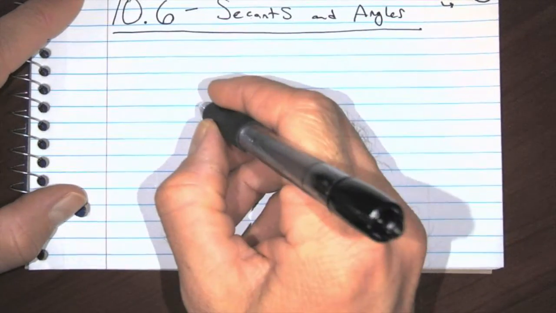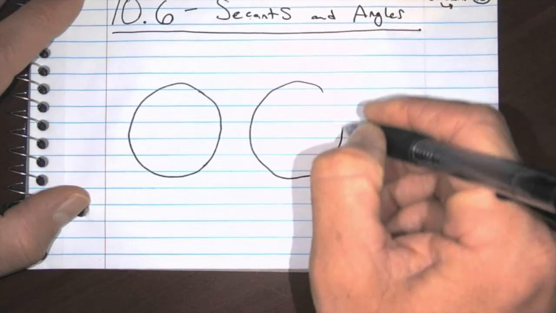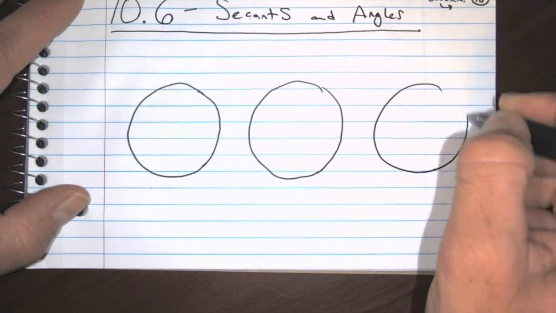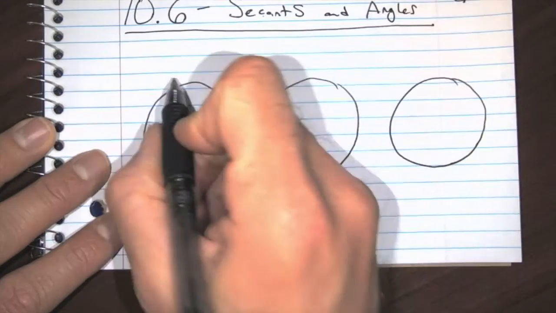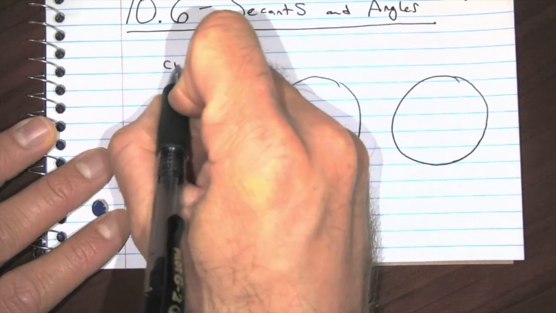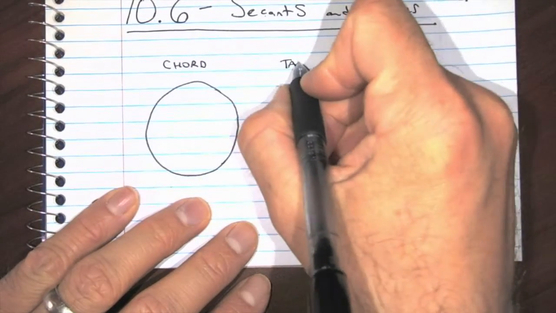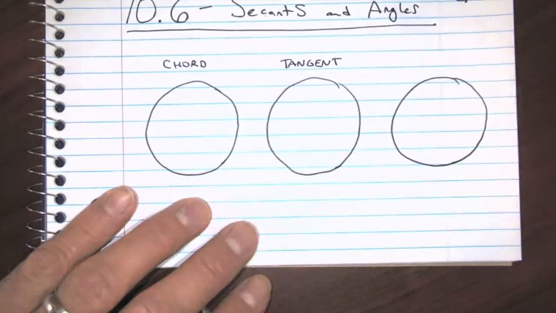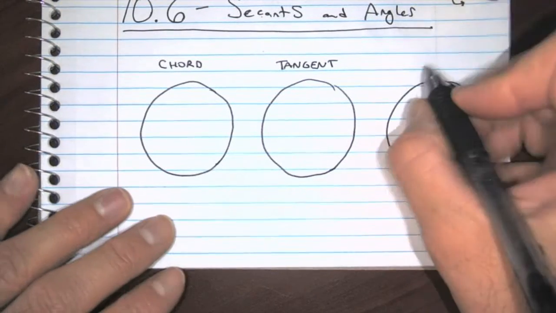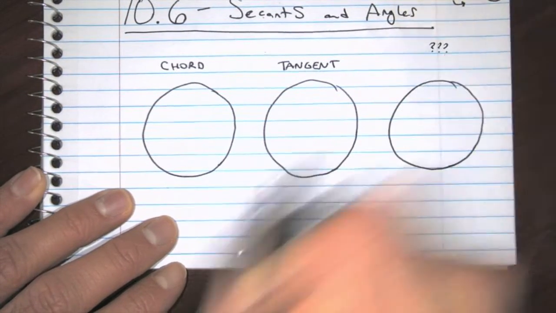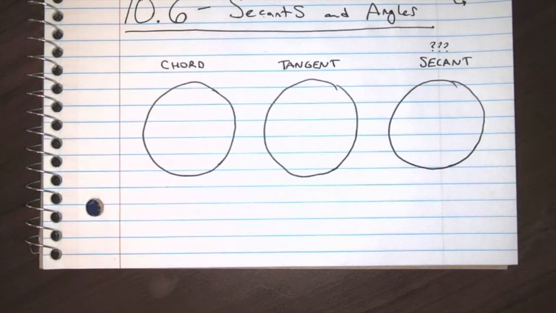So, let's do this. I'd like you to make 3 circles. Uno, dos, trois, en français. Going from Spanish to French. Above this first circle, I'd like you to write the word chord. Above the second circle, could you write the word tangent? Now, these are 2 words that you should know, and you should know what they look like on a circle. And here's the mystery one. This is the new word of the day. Could you put secant over here? I'm going to show you what a secant looks like.